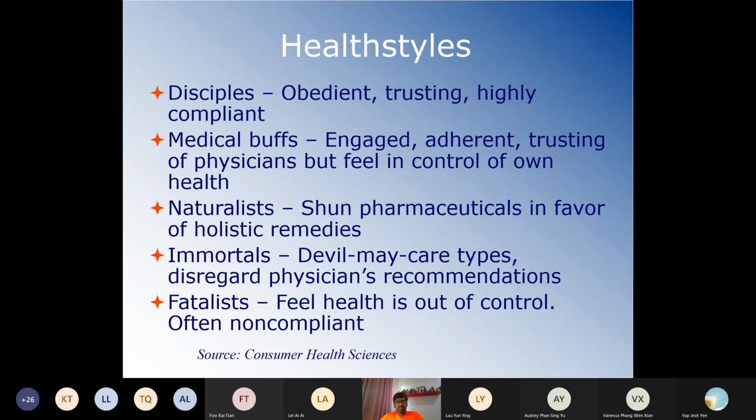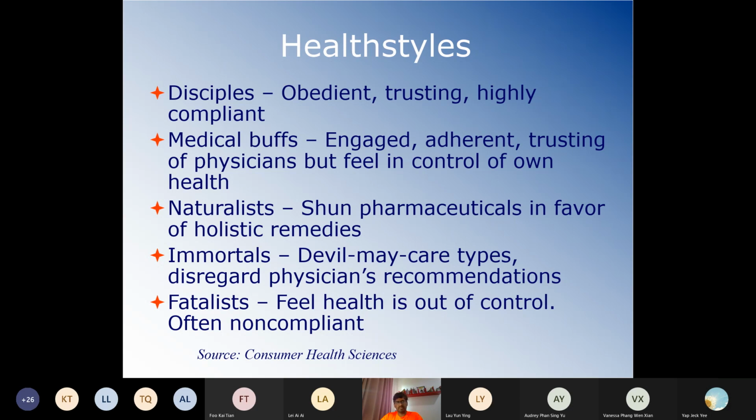And these medical buffs are engaged, adherent, trusting of the physicians, but feel in control of their own health. So they will have confidence in the treatment, but they will think that I'm keeping myself fit. When I have some disease, I will say that I'm taking measures to correct it, so I don't want to go to the doctor. But still, if it goes out of my control, then I'll go to the doctor. So this shows that they have faith in the doctor, but they feel that their health is in their own control. And naturalists actually study natural or holistic remedies.